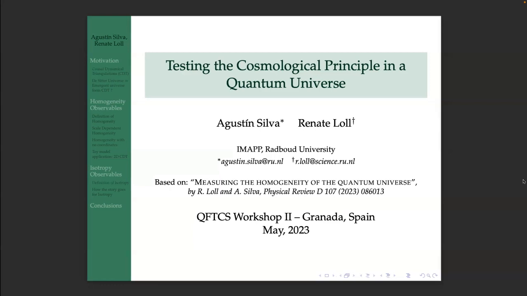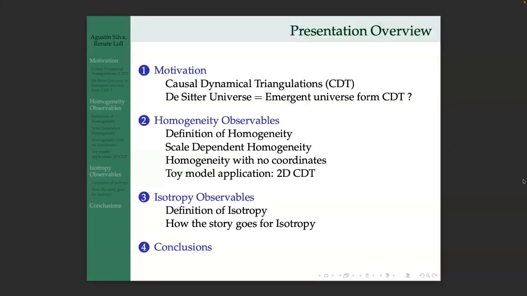So let's start with the outline of the talk. First, I'm going to briefly review what Renate told you about what causal dynamical triangulations is. And also, I'm going to describe how causal dynamical triangulations provides an emergent universe that is de Sitter-like, as Renate mentioned. We would like to study the properties of this emergent universe, and this is why we are going to construct during this talk quantum observables that are capable of measuring homogeneity and isotropy of this quantum universe.